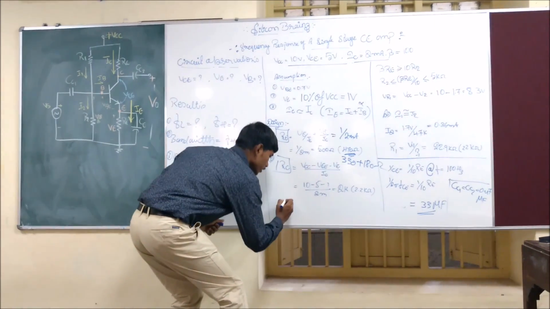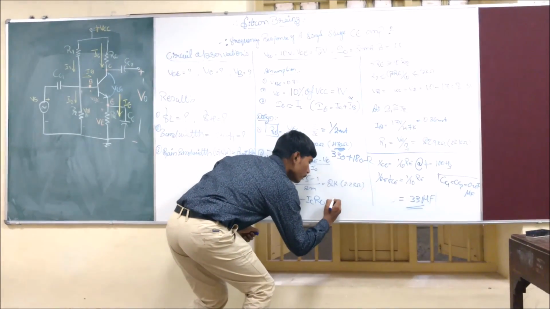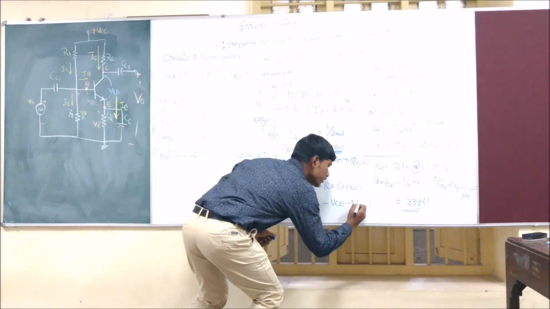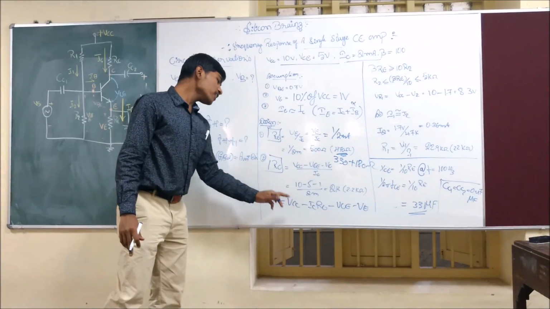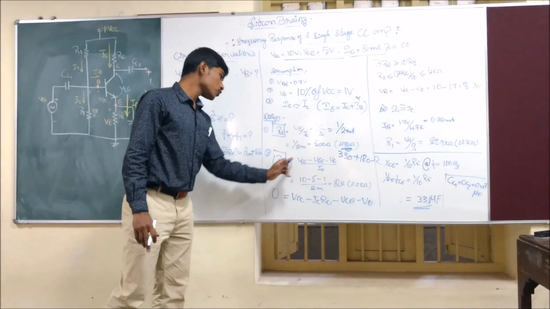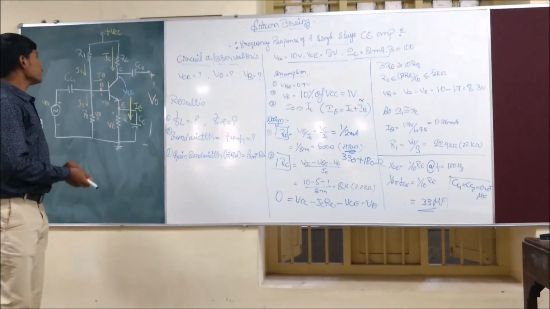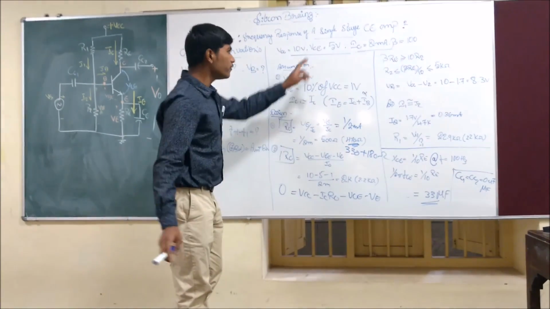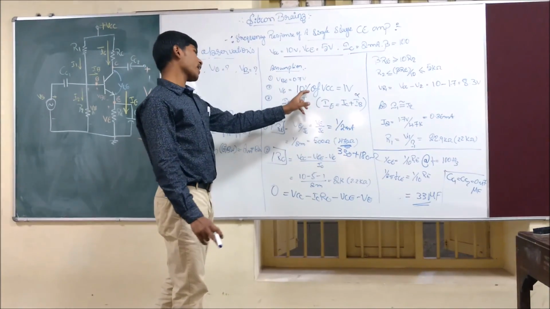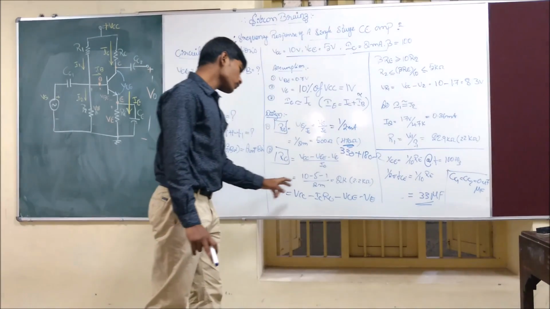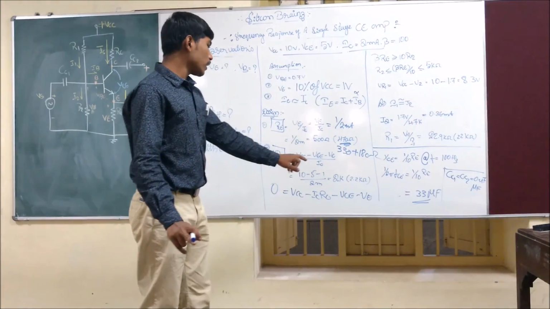Let me write the KVL equation: VCC minus IC RC minus VCE minus VE equals 0. From this we can extract RC. RC equals VCC minus VCE minus VE, divided by IC. We know VCC, that's a given value, and VCE is also a given value. So 10 minus 5 minus 1, where VE we already defined in assumption 2, divided by IC, gives 2 kilo.